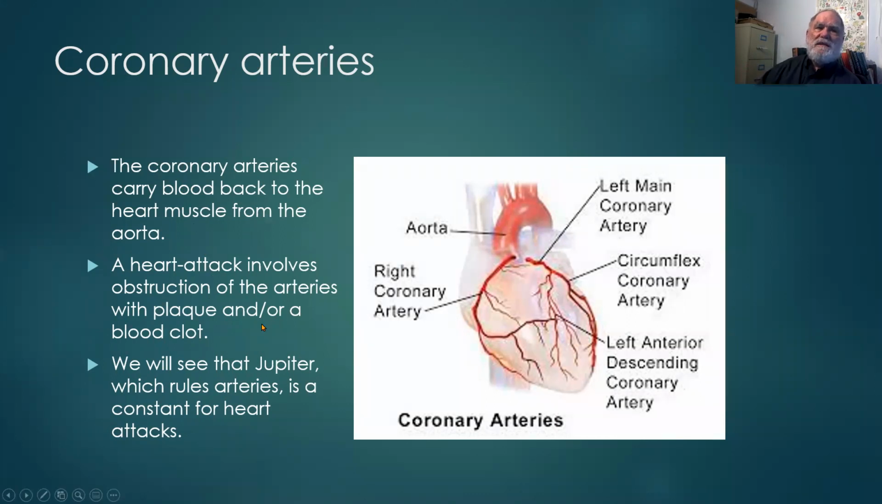So anyway, we'll see here a heart attack. This is Zane and the researchers from Church of Light. They found that Jupiter was invariably involved with heart attacks. Now, Jupiter rules the arteries. We'll do planets next week or the week after. But Jupiter rules the arteries. So Jupiter is a constant for heart attacks because of this physiology in the heart.